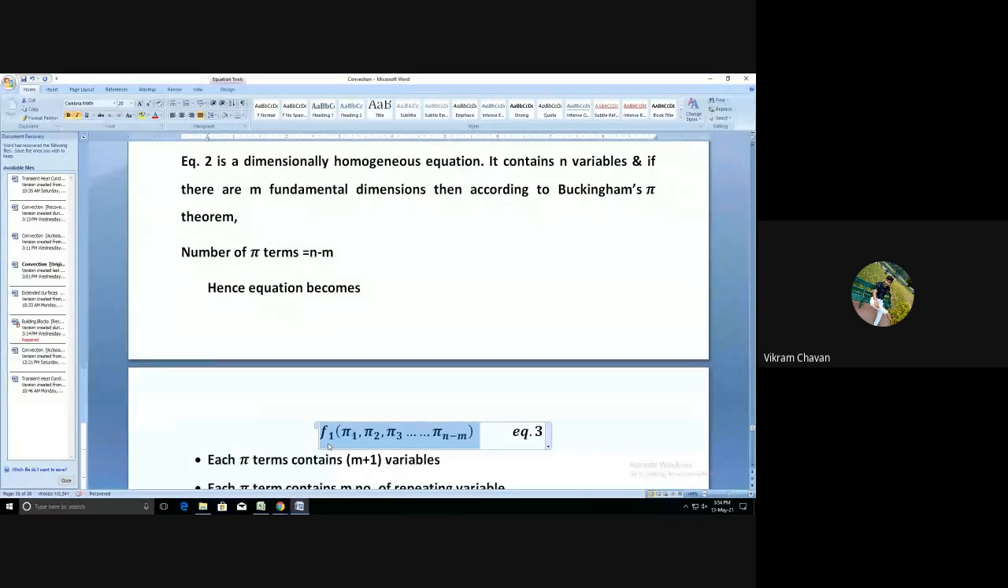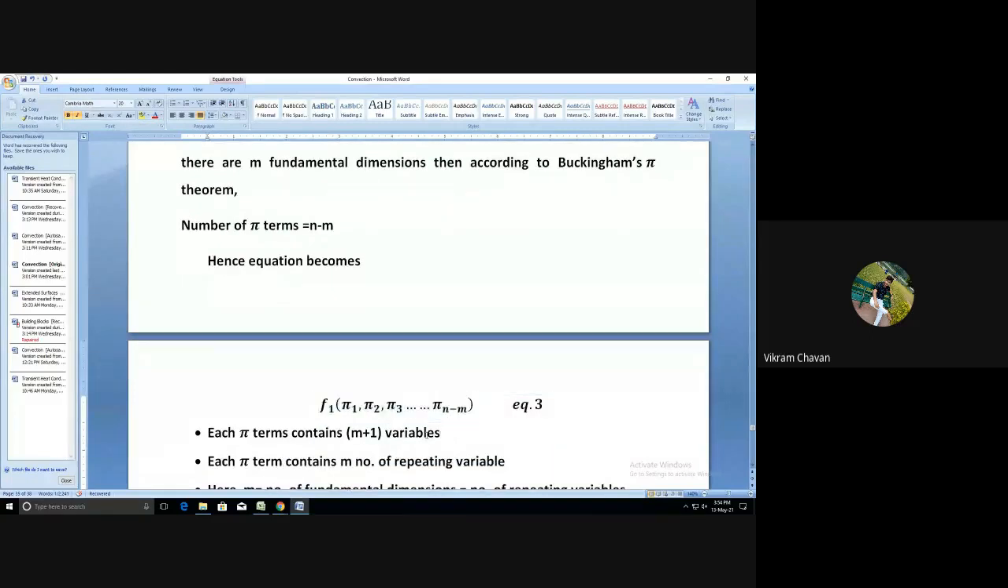So the pi term functionality equation we will get as a function of pi 1, pi 2, pi 3 up to pi n minus 1. Now these pi terms will each contain m plus 1 variables. How many variables should be there in each pi term? There should be m plus 1 variables. What is m? m is nothing but the fundamental dimension.